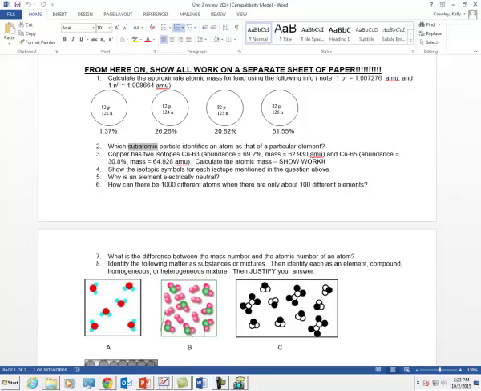Quick answer, protons, neutrons, and electrons. So protons, neutrons, and electrons are subatomic particles. Alright, so which one of those will tell you the identity of the element? Protons, you got it.